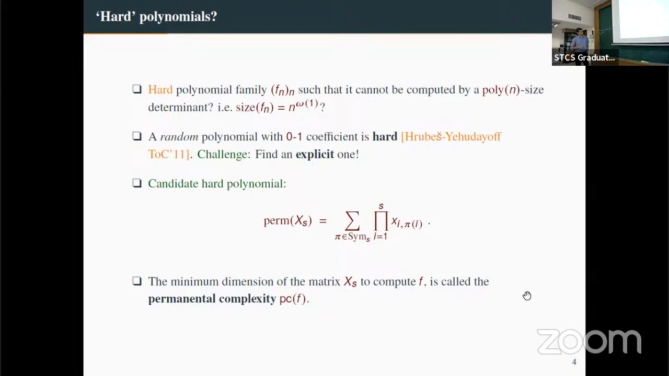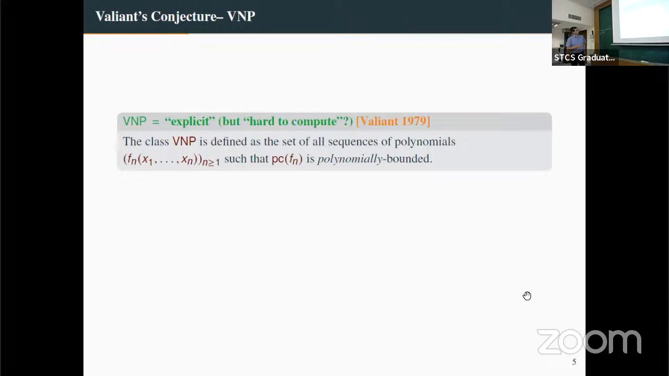But we can use this also as a computational model, although it will be completely impractical. If I have a function f which can be written as the permanent of a small matrix, then that dimension of the matrix you can call permanent complexity. And I am defining this simply because using this you can define a complexity class called VNP. So this is what VNP is. VNP is defined as the polynomials f_n where the permanent complexity is polynomial in n. So a poly(n) by poly(n) matrix whose permanent is equal to this, and the matrix again has entries that are linear polynomials in n variables.